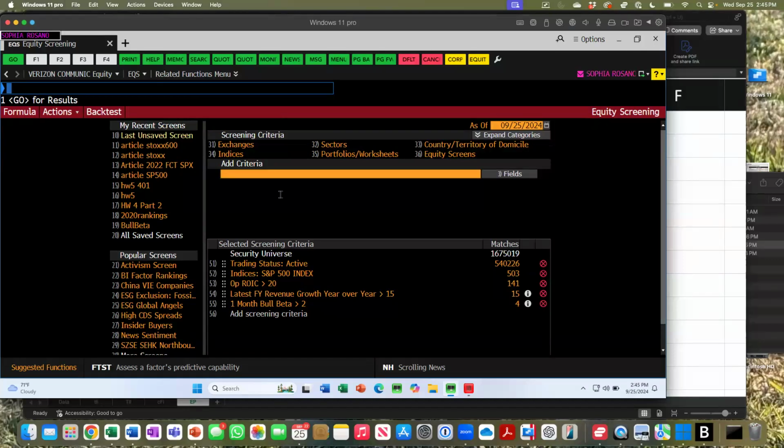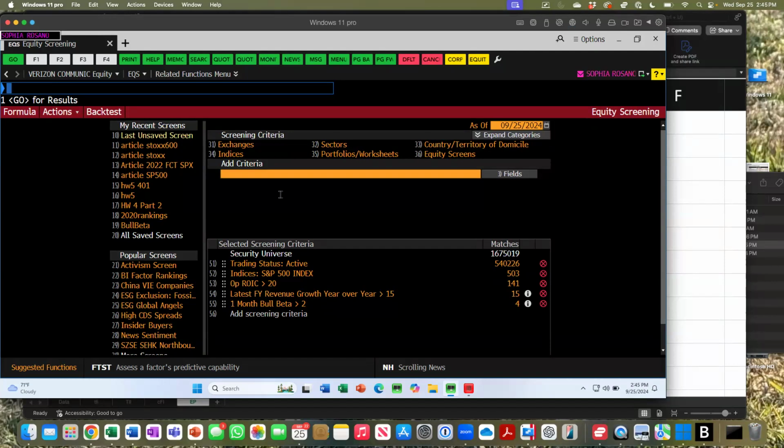You heard of bull beta? Here's the idea. Bull beta says calculate a beta on only up days. So just find all the up days in the market, exclude the down days in the market, and calculate the beta based on only up days. So the idea is when the market goes up, how do those companies go relative to the market?